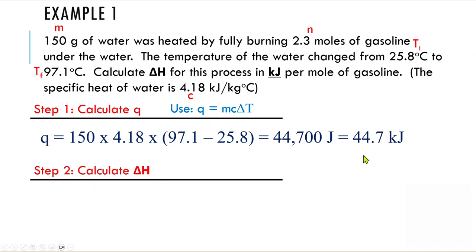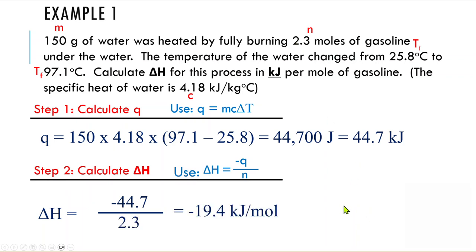Next, we just have to calculate delta H. We calculated Q and we're given N, right? So we're just going to plug into the equation delta H is negative Q divided by N. Well, remember it's negative. This is positive, so when we plug in, it'll be negative 44.7, divided by 2.3 moles, which gives you negative 19.4 kilojoules per mole. That's your answer, so put a box around it.